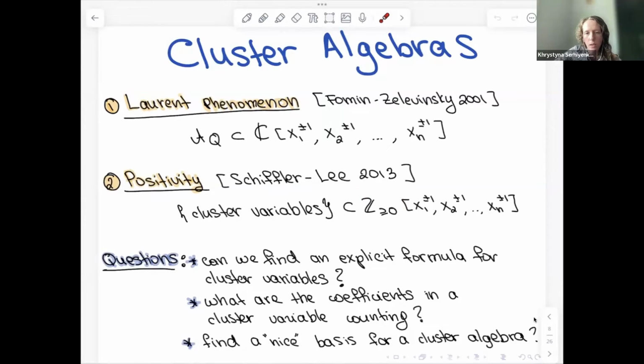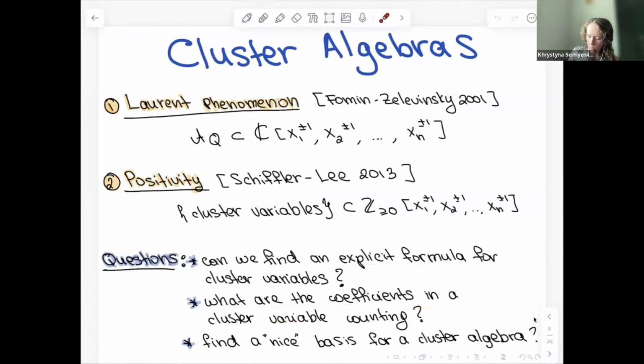And so given these two results and the definition of cluster algebra, the questions you might naturally want to ask are the following: can we find an explicit formula for these cluster variables? Because right now it's all a recursion process, which is somewhat involved. We would like to have some more understanding of them, and so can we produce them without the recursion? And the next natural question, since we know that the coefficients of the cluster variables are positive integers, what are they actually counting? Can we come up with some combinatorial interpretation for them?